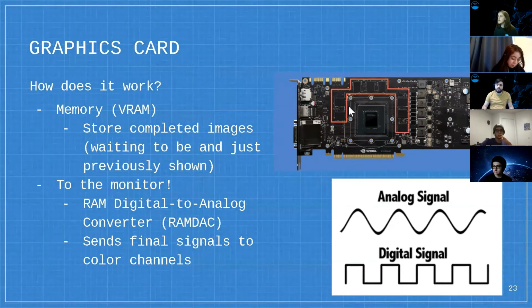Something I forgot to mention: you see this is highlighted here, and this is showing the video RAM on the graphics card. This would be the GPU. This right here would be where you connect it to the motherboard. And these are the memory spots for video RAM.